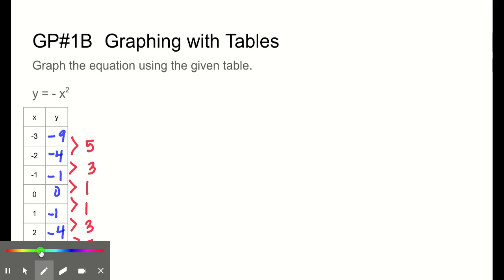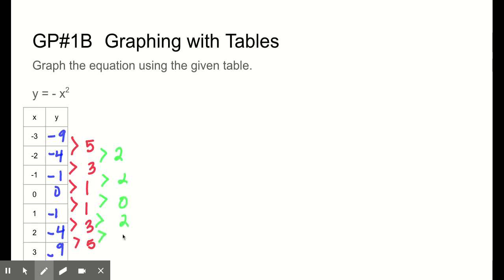Again, we do not have a common first difference, therefore this is not a linear function, so let's go ahead and take a look at our second differences. From 5 to 3 is 2. From 3 to 1 is 2. From 1 to 1 is 0. From 1 to 3 is 2. And from 3 to 5 is 2. Here we have our vertex and common second difference, giving us again a quadratic function.